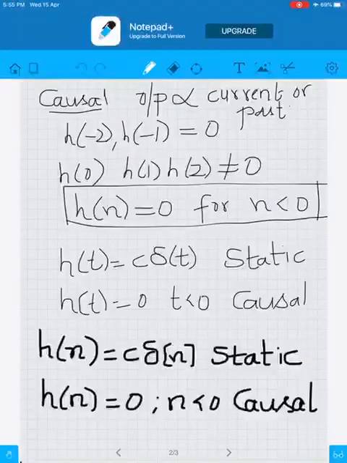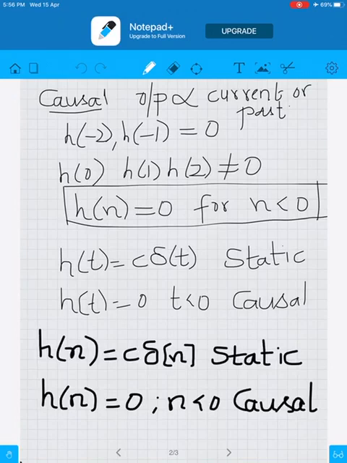Hello all. In the previous video, we had learned how to check the static property or the causal property of an LTI system by observing the impulse response. And we concluded that for a continuous time system, if the impulse response h of t is of the form c into delta of t, then the system is said to be static or memoryless. If it is not of this form, then the system is said to have memory.